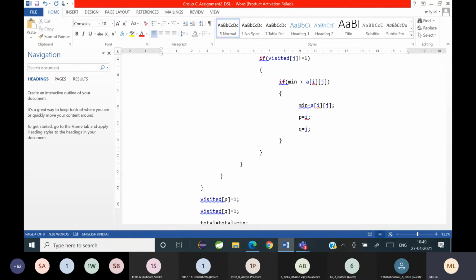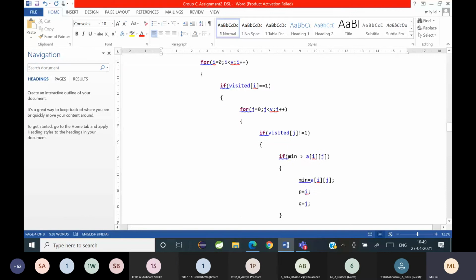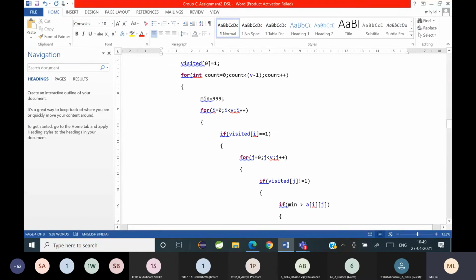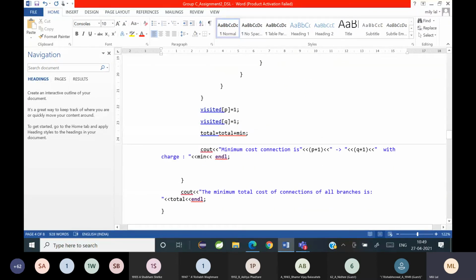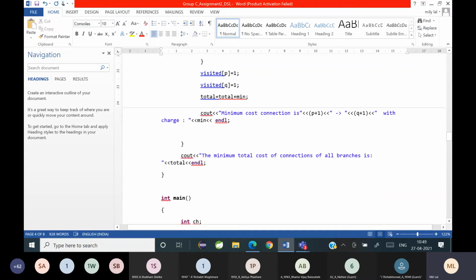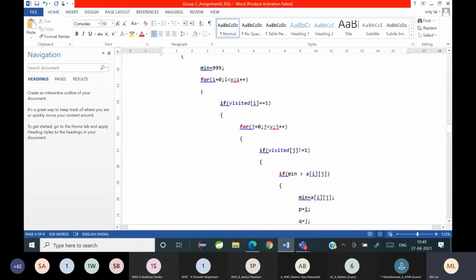So by the end, when you have selected all the vertices, what happens? You get the total cost in total. So you will print the minimum cost connection from this particular P vertex to Q vertex with this cost, and the minimum total cost will be total. So this is how Prim's algorithm works.